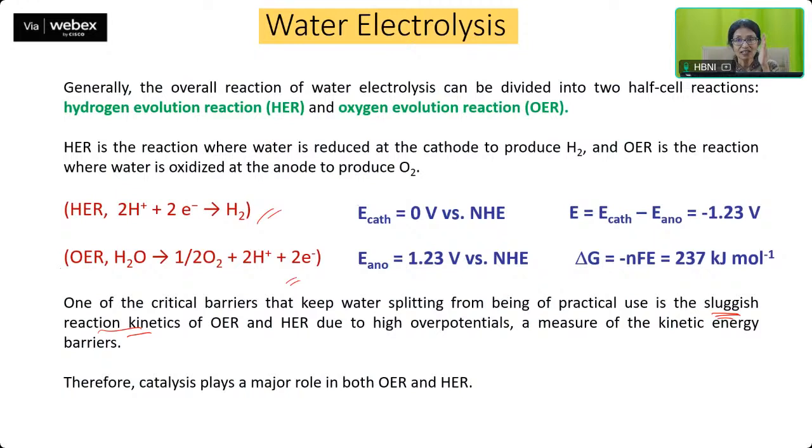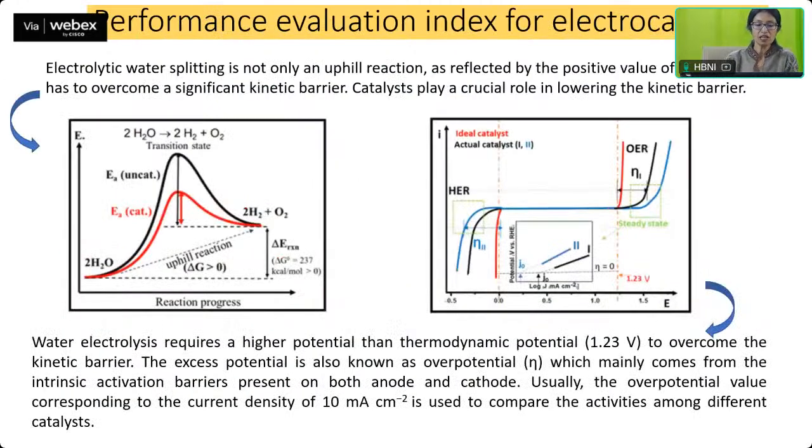That is why, as I said, a catalyst helps in bringing down that particular energy. It works by altering the path so that you have less kinetic energy barrier, bringing down the activation energy. That is why catalysis plays a major role in the oxygen evolution reaction as well as the hydrogen evolution reaction. If you look into it, electrolytic water splitting is not only an uphill reaction, as reflected by the positive value of delta G, but also has to overcome a significant kinetic barrier. So the catalyst will play a crucial role in lowering the kinetic barrier, as you can see.